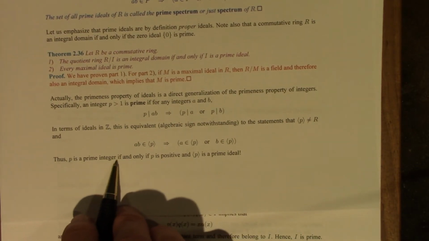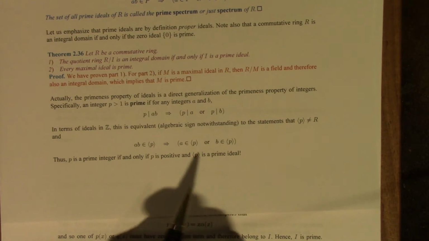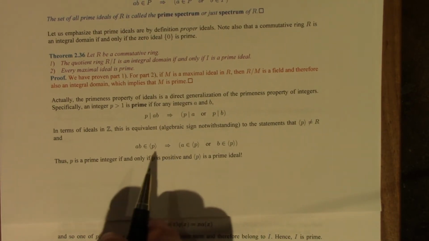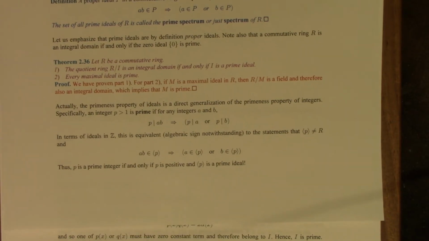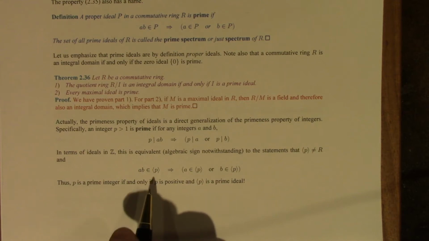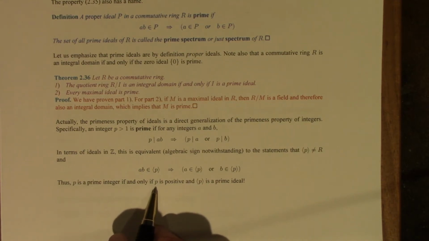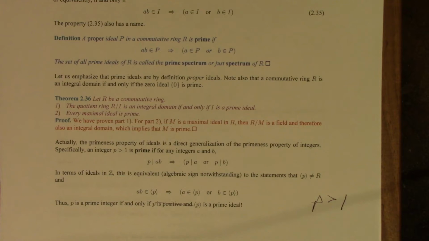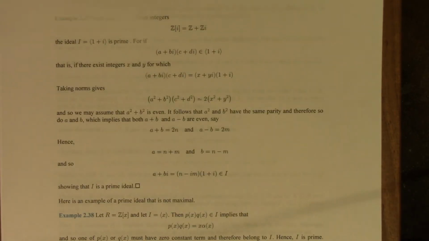So P is a prime integer if and only if P is positive and this ideal is a prime ideal. Now we have to add this because -2, for example, is not prime; prime numbers are by definition positive, and in fact greater than 1. And so I probably should say P is greater than 1. Okay, that's better. Okay. Examples.